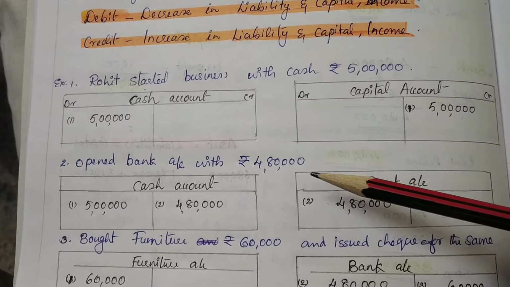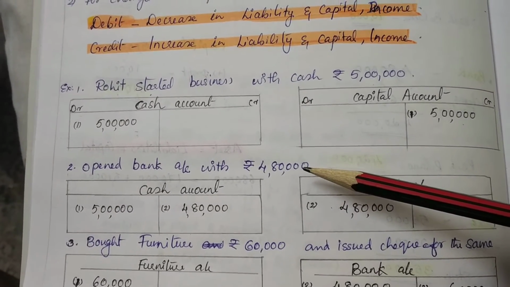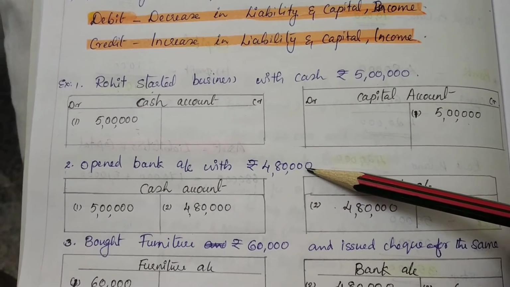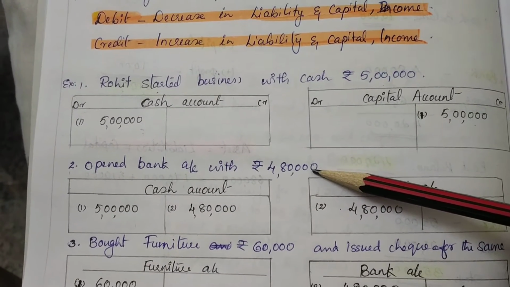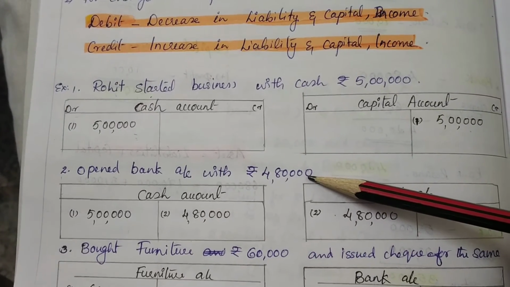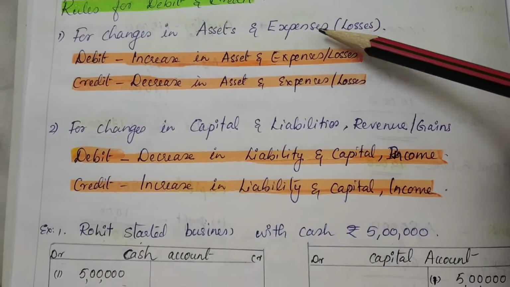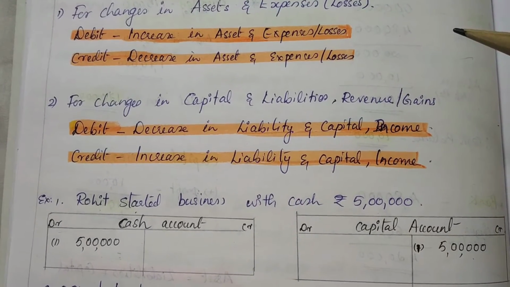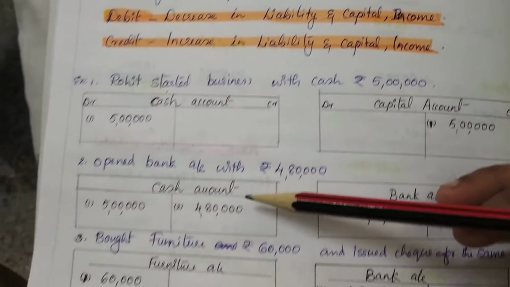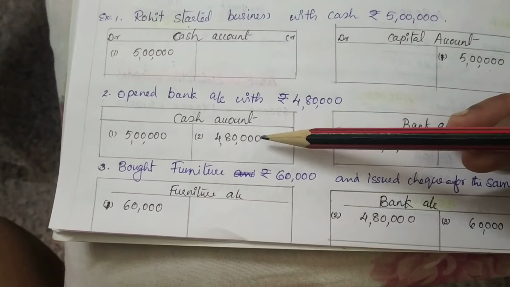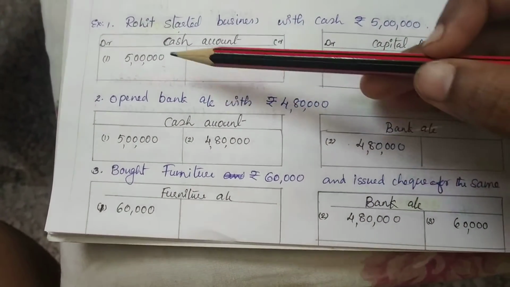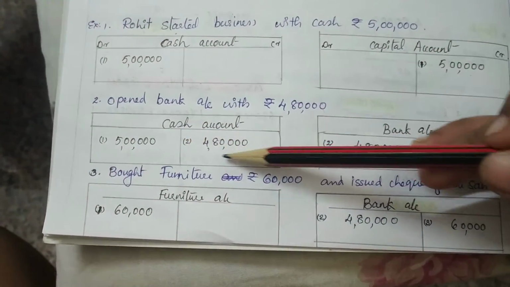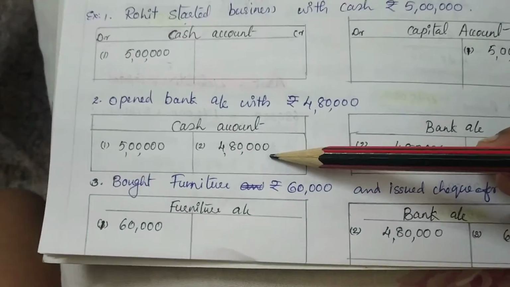Next one: opened bank account with 4,80,000. Now you will understand this one. 4,80,000 means our cash is decreasing, right? Cash is an asset, so the asset is decreasing. So when there is a decrease in assets or expenses, we have to credit. So here in the cash account, we are crediting 4,80,000. Whatever we have done here on the debit side, the same thing stays; we are not changing that one. And here we are crediting.